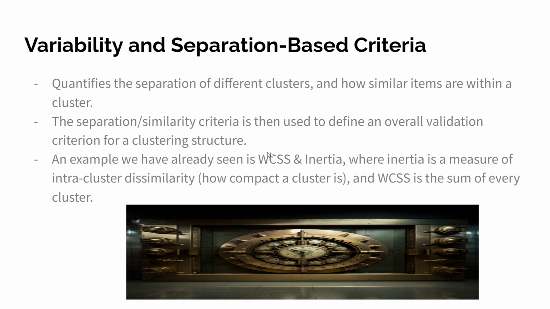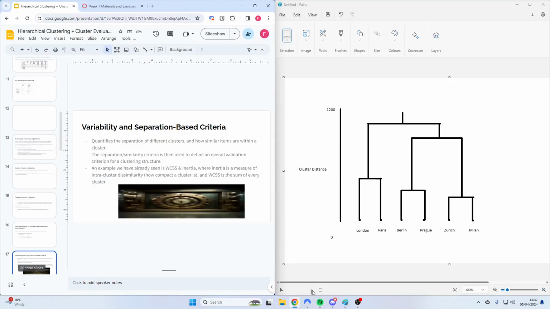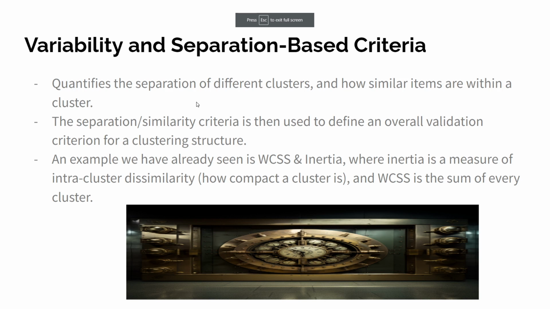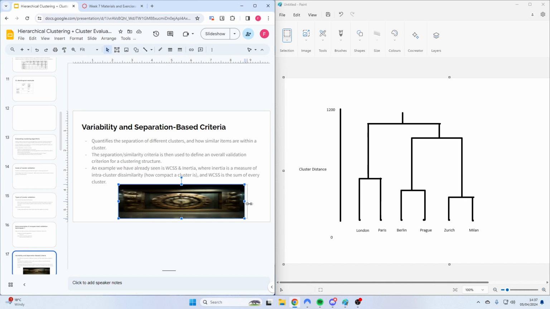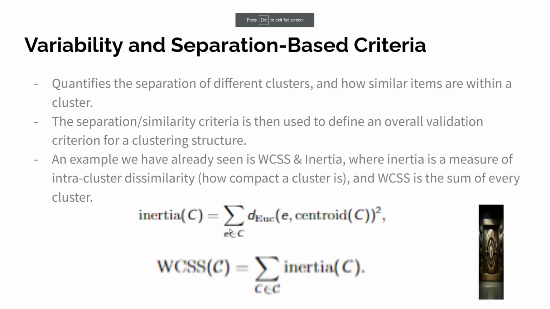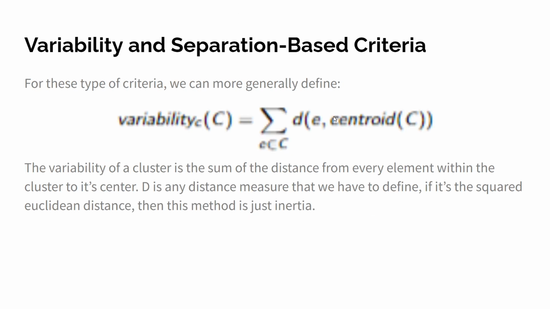Some examples we've already seen are WCSS and inertia, which are variability criteria, talking about how compact the cluster is. Whenever we're doing a variability criterion, we do it in this general form, where we calculate the distance of every element to the center of the cluster, and we sum that all up. Distance here is some function we provide, which says how far one element is from the center of the cluster. If we define the distance as the squared Euclidean distance, that's just inertia, because going back, inertia is defined as the sum of Euclidean distance to the center squared.